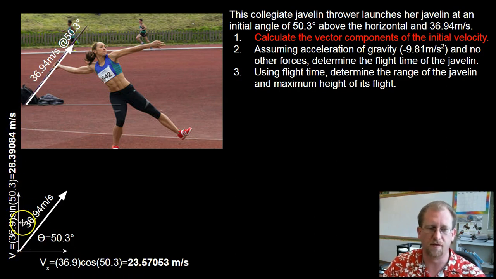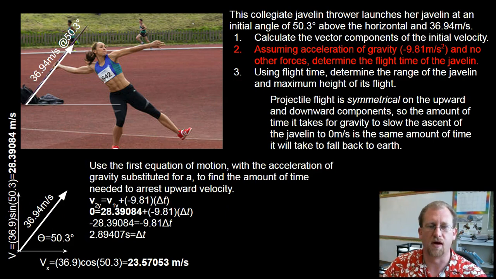So it's going a little bit faster in the vertical than it is in the horizontal, and you can see that that makes sense because the javelin is tipped a little bit more than 45 degrees. It's at 50.3 degrees right now. Okay, so more up than out is how she's launching this javelin. Okay, so now I have my vector components.